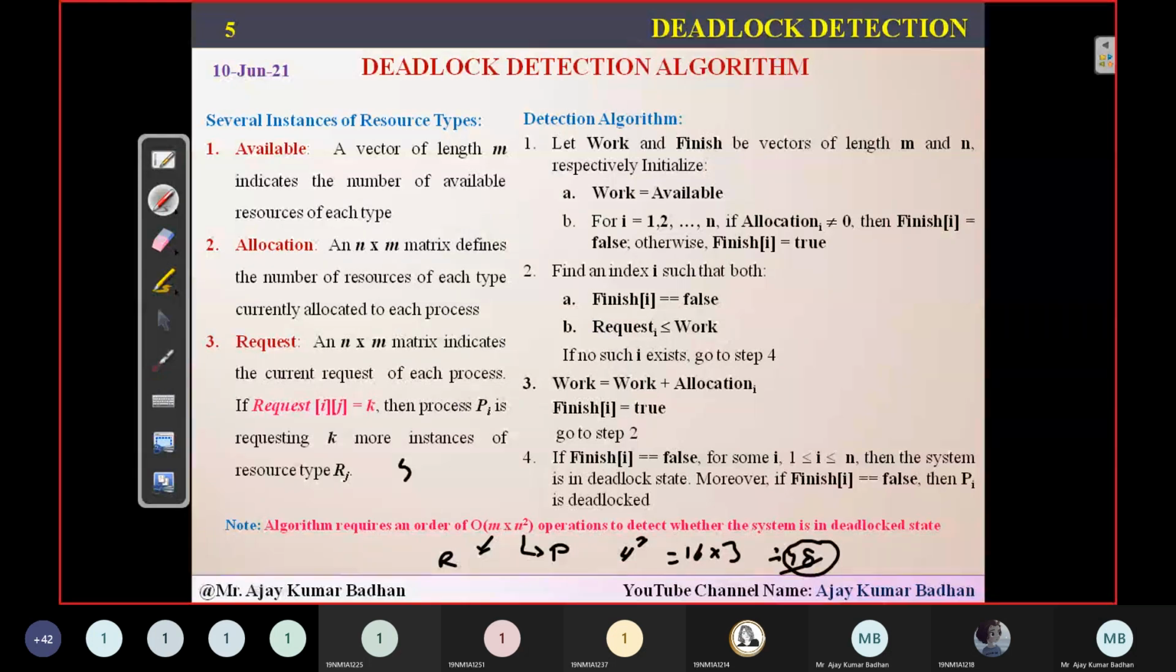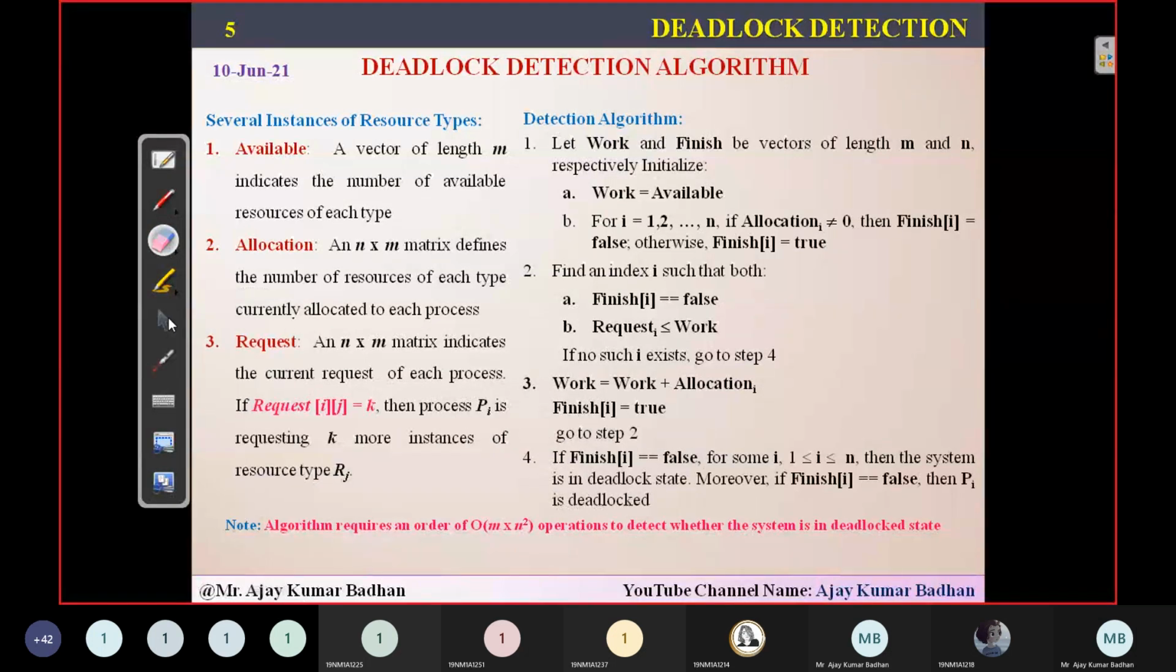Suppose I am taking 5 processes, so 5 squared is 25, and m is the number of resources, which is 4 resources. So 25 into 4, so almost 100. So it is going to take order of 100 units of time in order to determine which processes are present in a deadlock state.